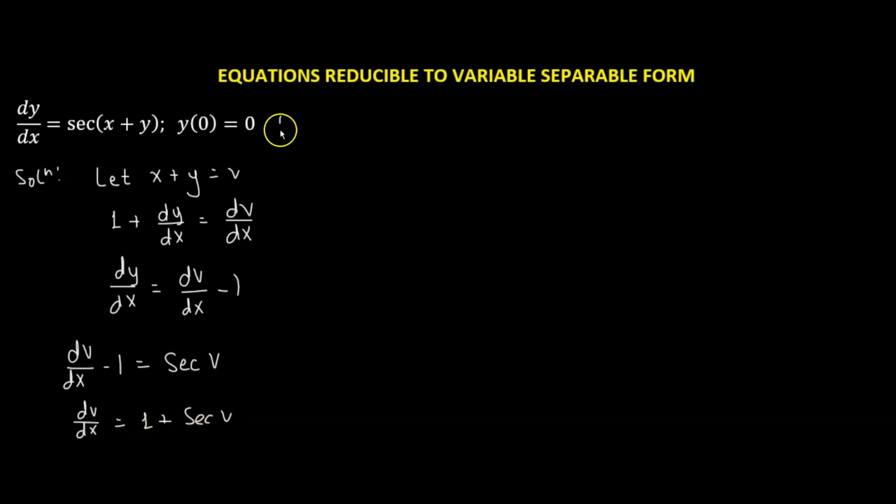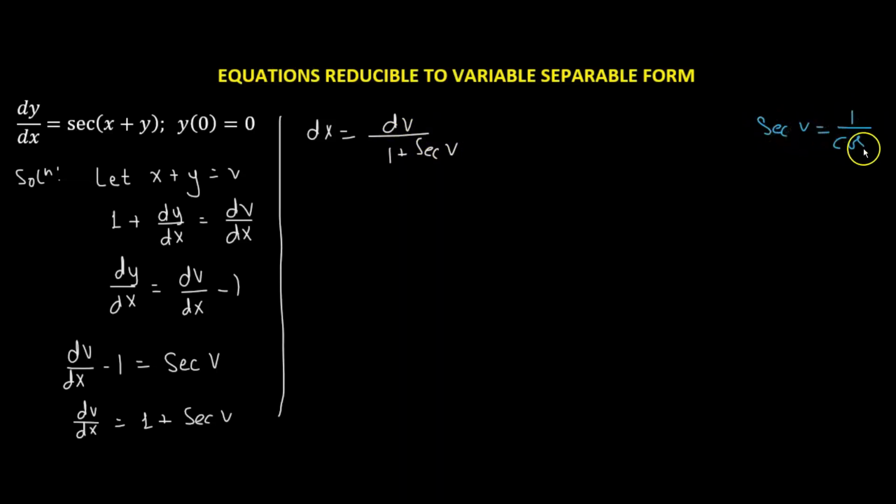If we separate the differentials, then we should get dx equals dv divided by 1 plus secant of v. So we know that secant of v is simply equal to 1 over cosine of v. So if we substitute secant of v with 1 over cosine of v, then we should get dx equals cosine of v divided by 1 plus cosine of v dv. Now we can see that this is in the variable separable form because the coefficient of dv is entirely a function of v, and the coefficient of dx, which is 1, is also entirely a function of x only.